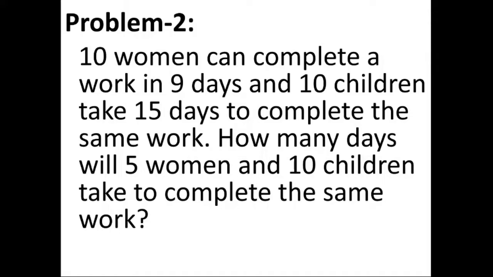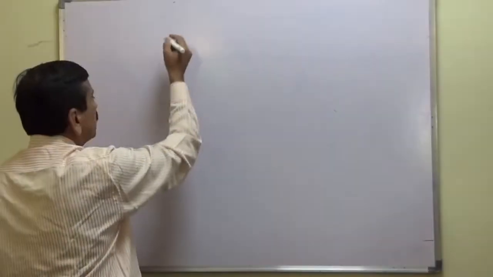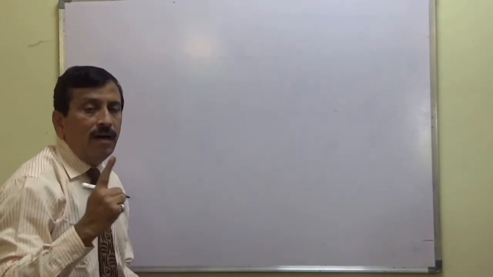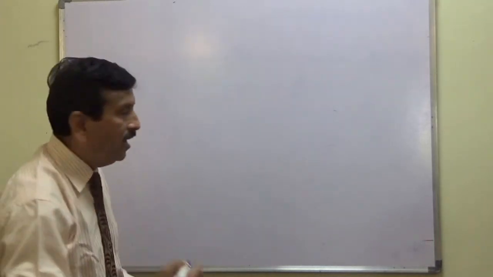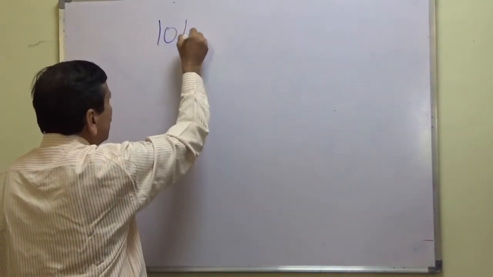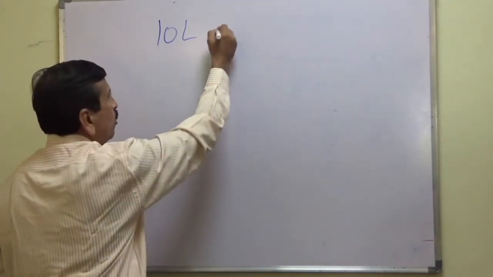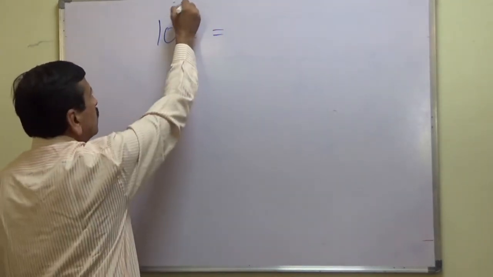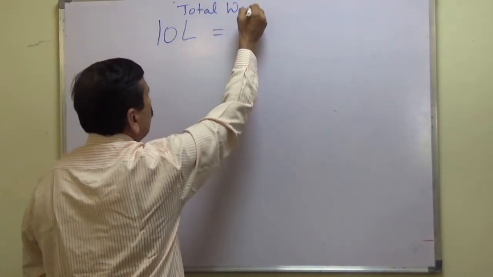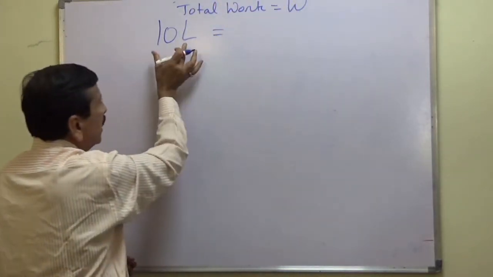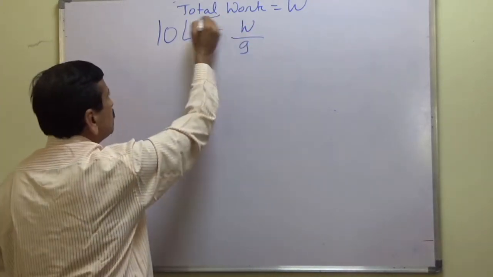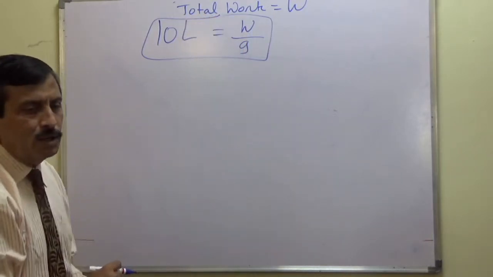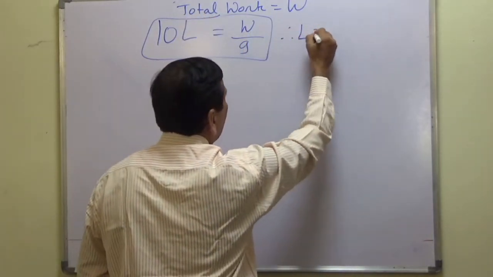Let's see, 10 women can complete a work in 9 days. Let's consider the work which is done by a woman in a day. Let it be a work done by a lady in a day, say L. And therefore we know that 10 such ladies, what will be their rate of doing the work? Let the total work be equal to W. Then 10 ladies together can finish W in 9 days. Okay. So what is the rate of doing work by a single lady?